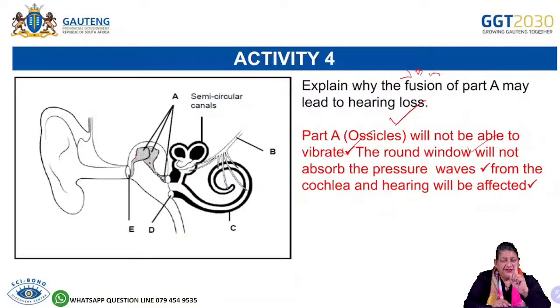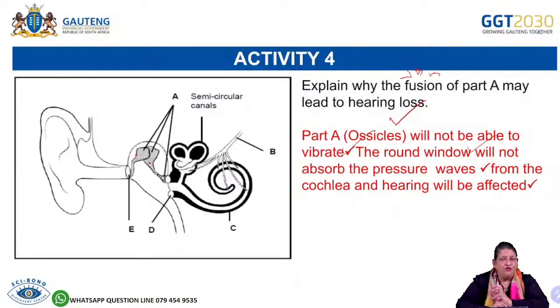If one thing is affected, it's going to affect everything else. Okay? So remember that. You can have a pen, but if you don't have ink, you won't be able to write. So if one part is missing, that function will not occur. Hearing will not occur. So remember, if the round window is hardened, or if the ossicles are fused as one bone, there will be no maximum sound vibrations.